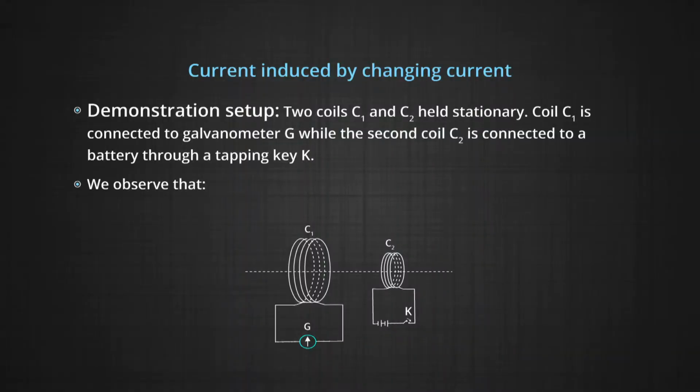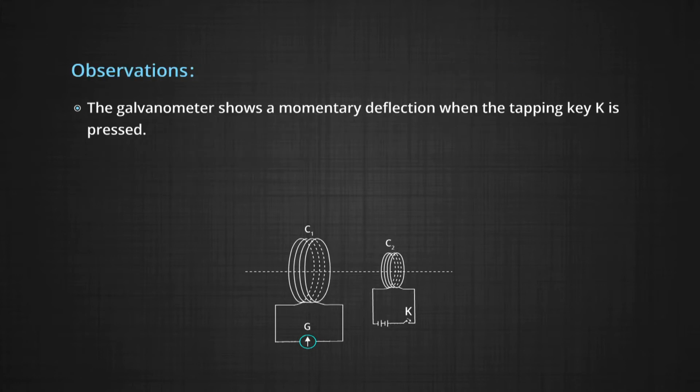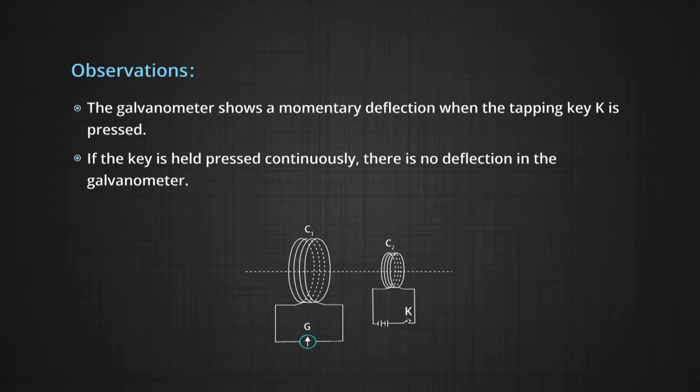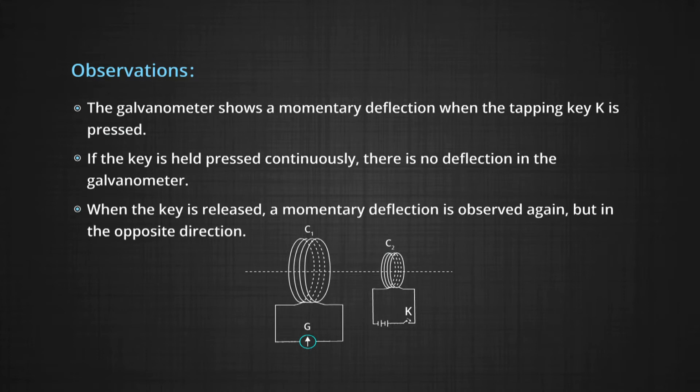Let us look at the third experiment, in which there is no relative motion. Two coils C1 and C2 are held stationary. Coil C1 is connected to galvanometer G, while second coil C2 is connected to a battery through a tapping key K. We observe that the galvanometer shows a momentary deflection when the tapping key K is pressed. Now, if the key is held pressed continuously, there is no deflection in the galvanometer. When the key is released, a momentary deflection is observed again, but in the opposite direction.